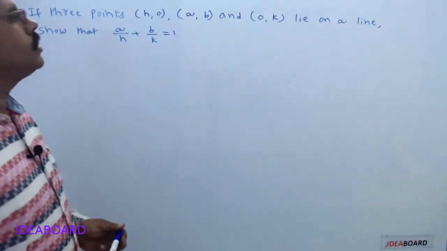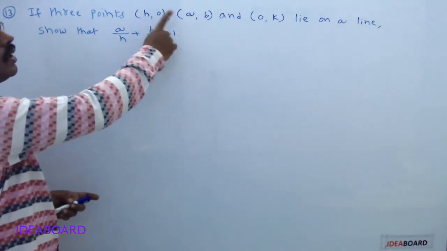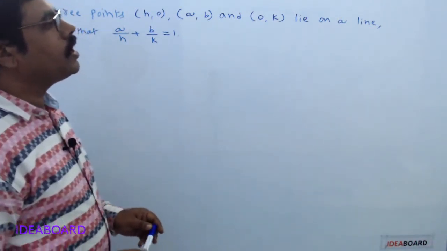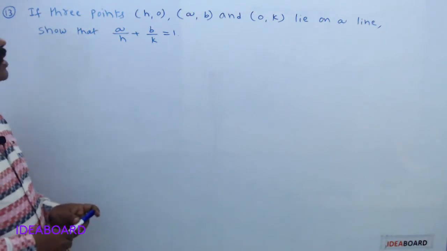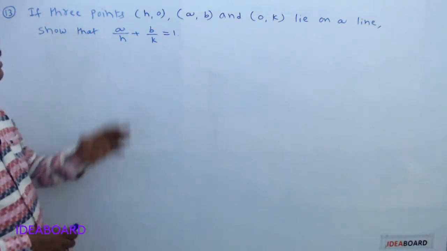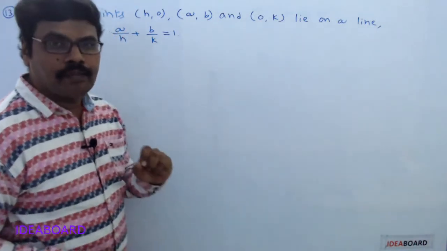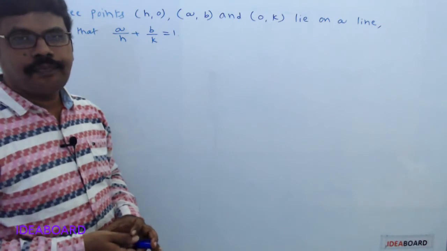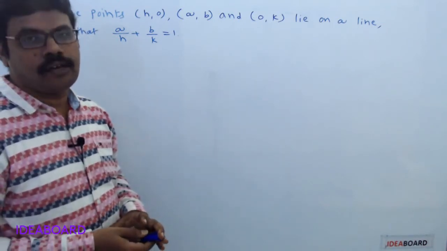Come to the next question. If 3 points h, 0, a, b and 0, k lie on a line, then show that a by h plus b by k equals 1. If you observe the given data, these 3 points lie on a line. It means these 3 points are said to be collinear points. If 3 points are collinear, then their slopes are equal.